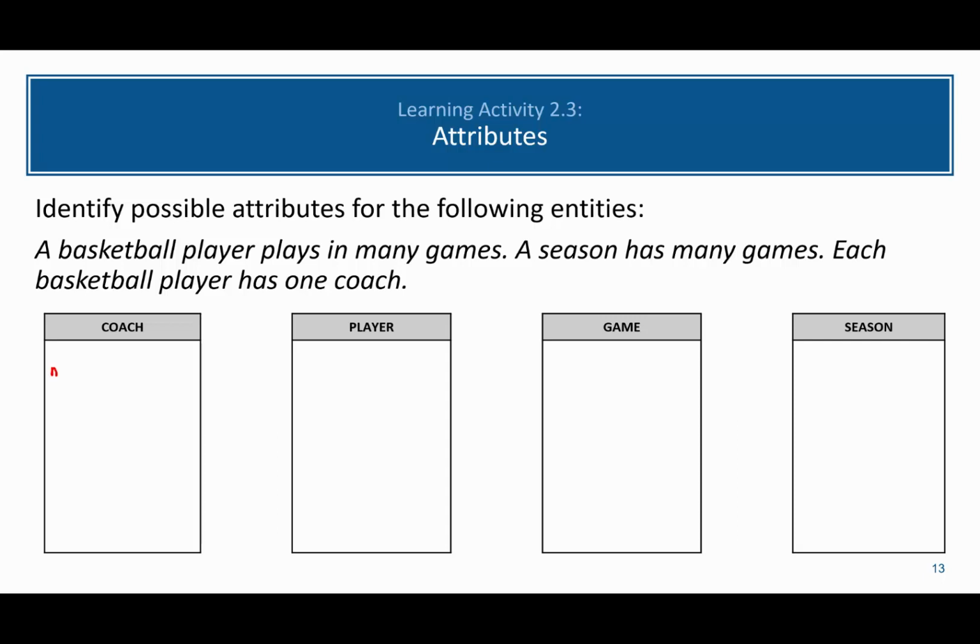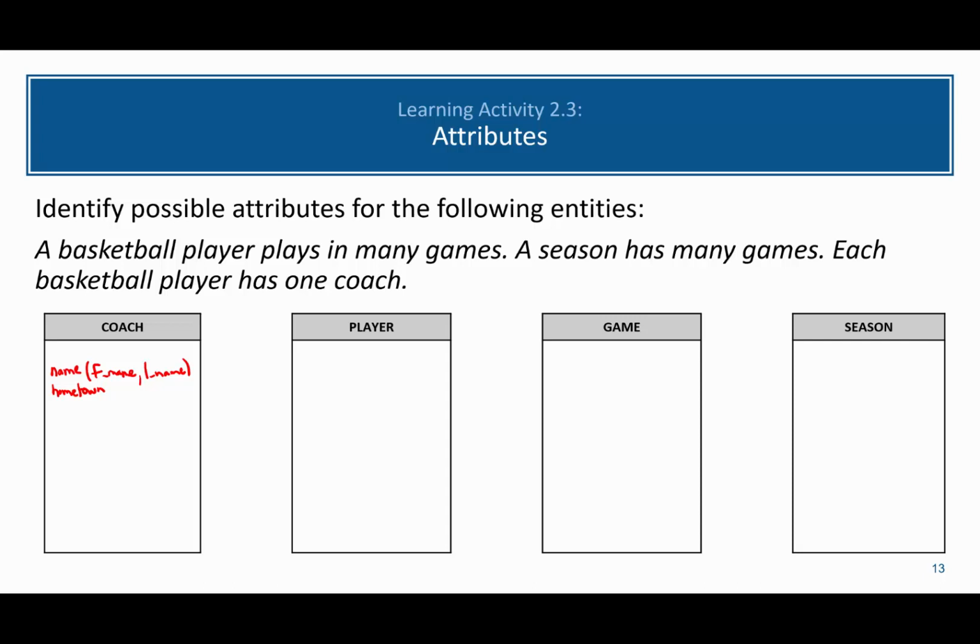So when we're looking at a coach, we obviously know that each coach is going to have a name. So we would capture the first name and the last name. I'm just going to abbreviate L name and F name. And then we could have hometown or where they were born, etc.